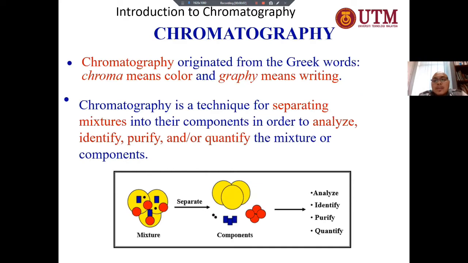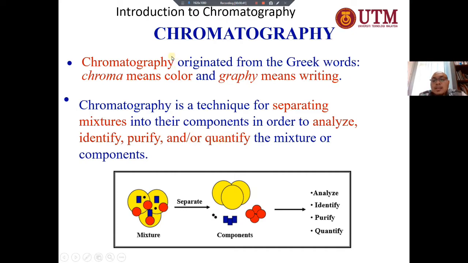Okay, let's go to the definition of chromatography. Chromatography originated from Greek words. Chroma means color, and graphy means writing. So it means color writing. For example, you want to write the colors of a rainbow, so you want to separate the colors of the rainbow. Chromatography is a technique for separating mixtures into their components in order to analyze, identify, purify, and quantify.